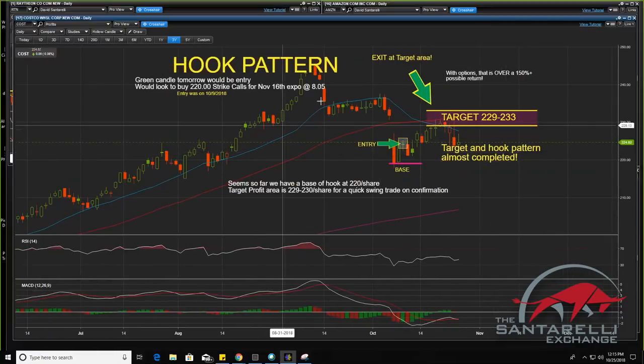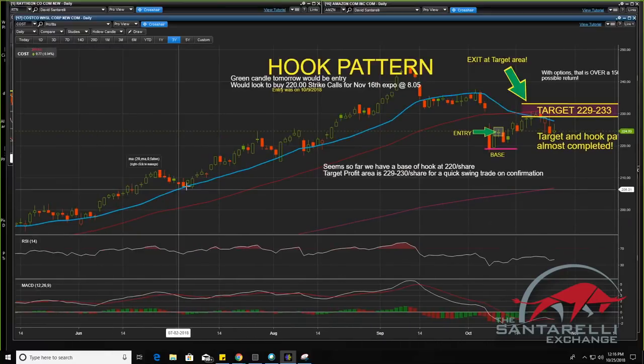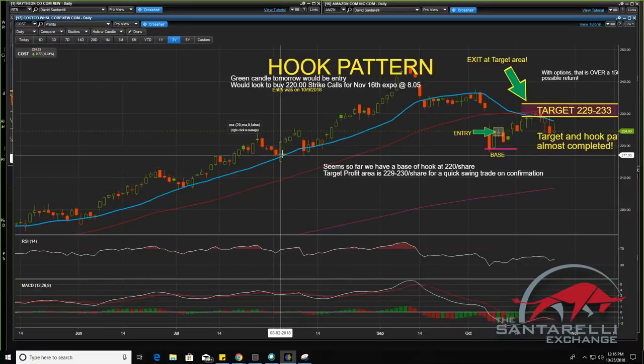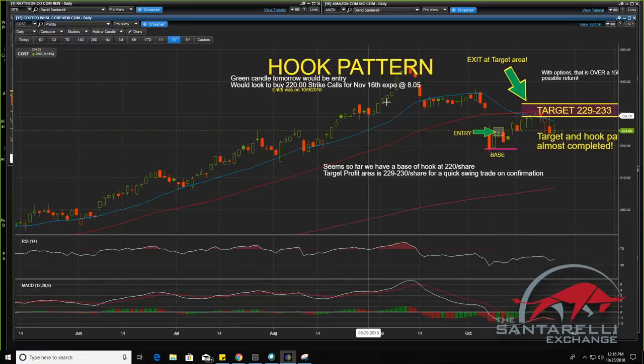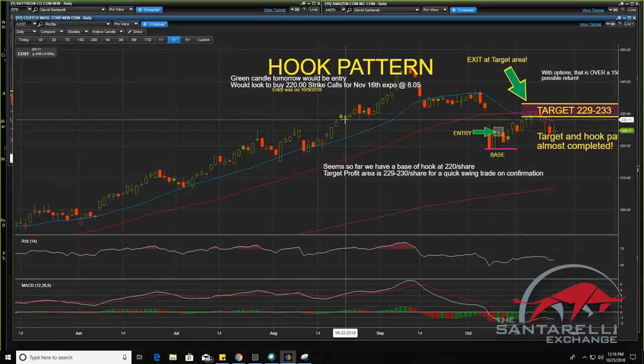Once you have a hook pattern, just like I said in yesterday's video, see how we were breaking out here? We were coming down to the 20-day SMA, breaking out. Coming down to the 20-day, breaking out. Coming down and breaking out. And then watch this. I told you guys even further, see how this right here was a stronger climb? See how there's a wave here? And there's a wave here.